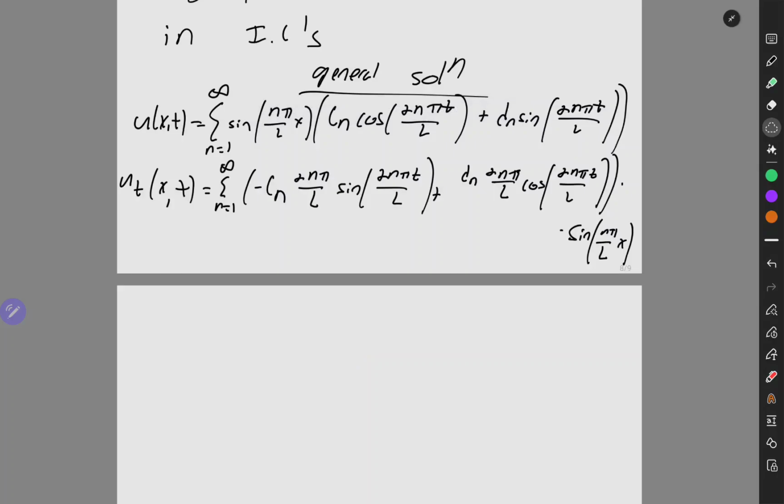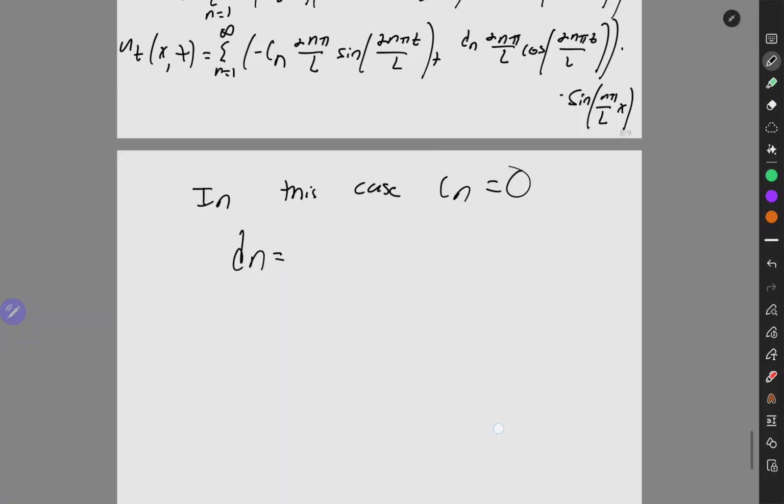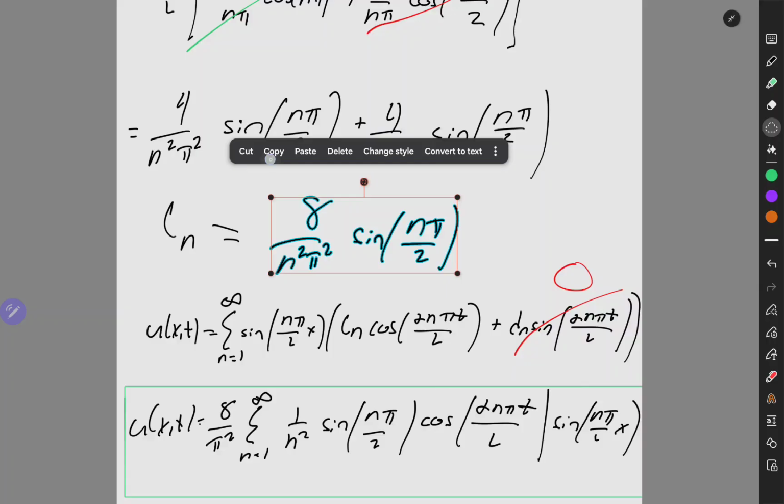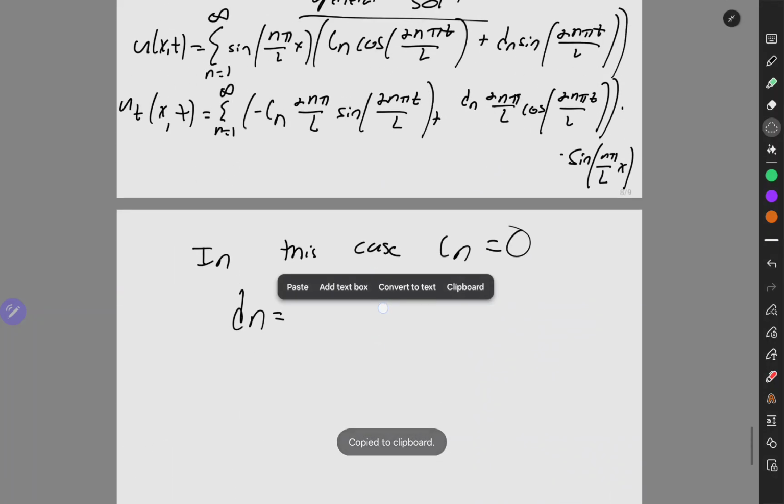B sub n, c sub n, same integral. But now, sorry, I mean d sub n. But now d sub n is going to involve the piecewise function, and c sub n is going to involve 0. So in this case, c sub n is 0, and d sub n is just going to be the answer to our integral that we had before. Bam.